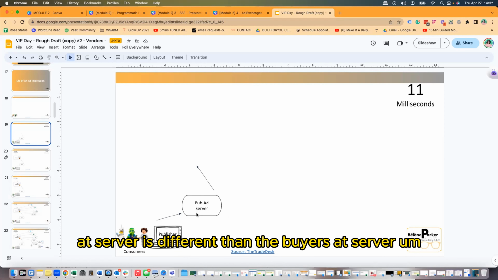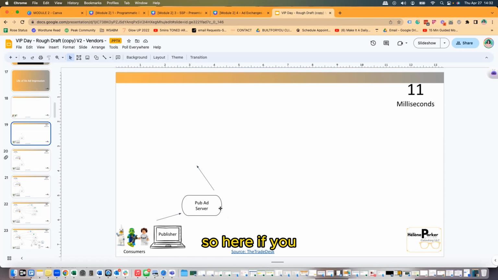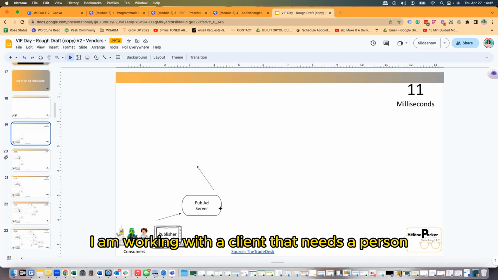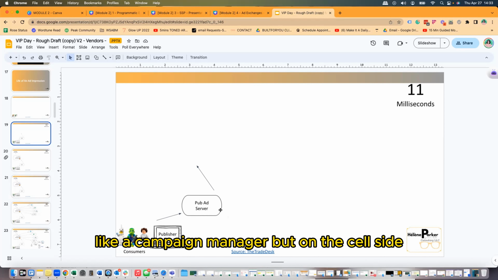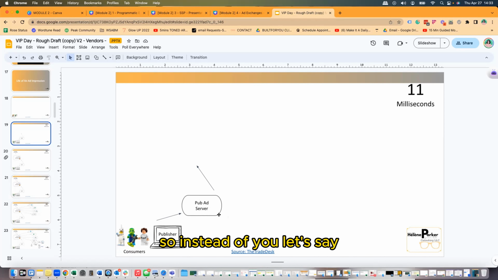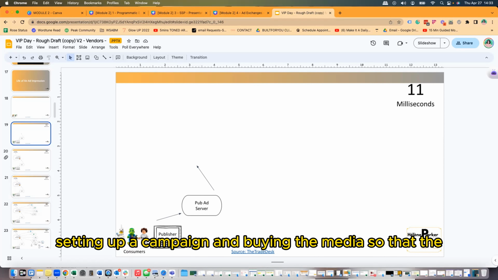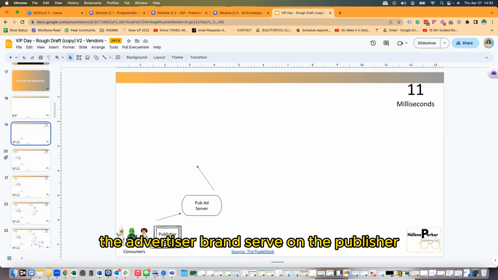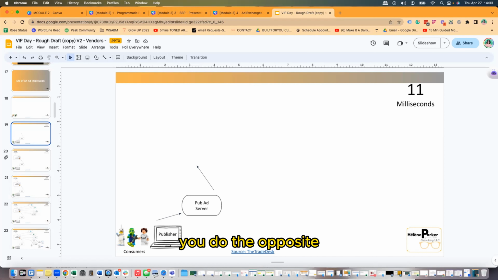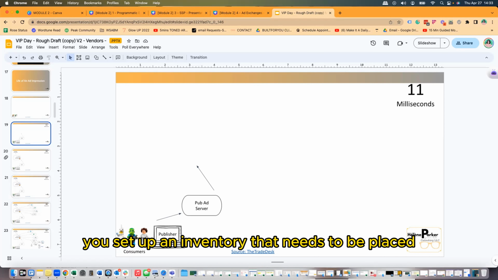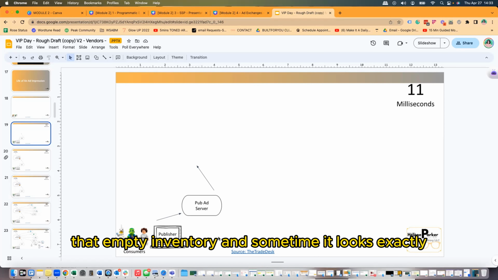So here, and actually I am working with a client that needs a person like a campaign manager, but on the sell side. So instead of you, let's say, setting up a campaign and buying the media so that the advertiser brand serves on the publisher, you do the opposite. You set up that inventory that needs to be placed, that empty inventory.